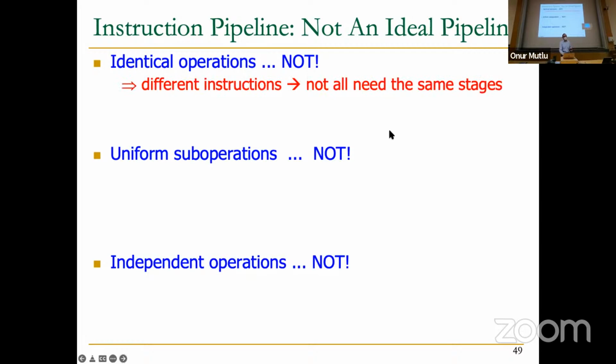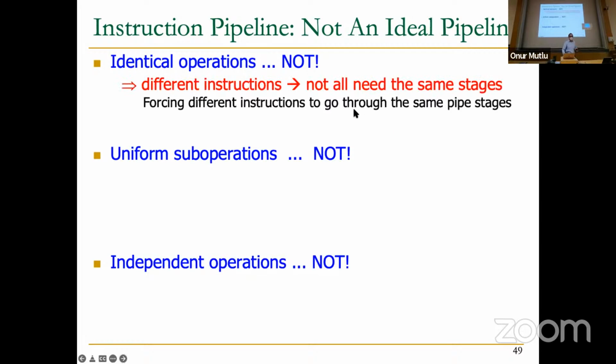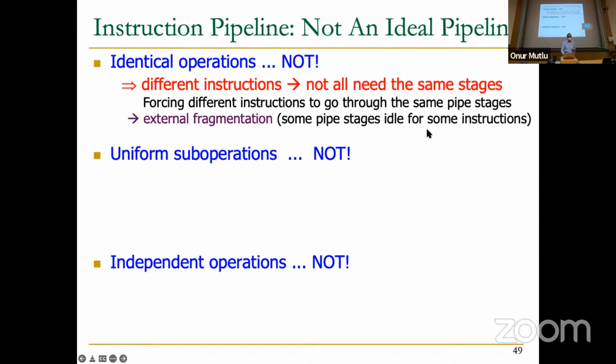Different instructions do not all need the same stages. Basically, they're not necessarily identical. And we force different instructions to go through the same pipeline stages. And this leads to what's called external fragmentation. Some pipe stages are idle for some instructions. Instructions are still going through it, but it's doing nothing useful. Essentially, this is wasted work and wasted energy also. But you cannot do much about it because it's the design of the pipeline.